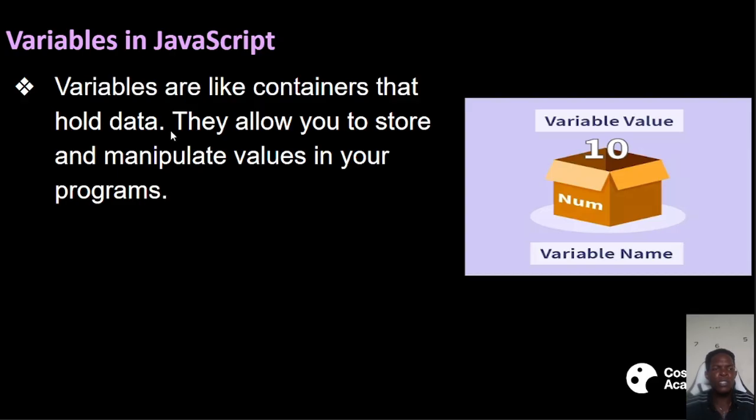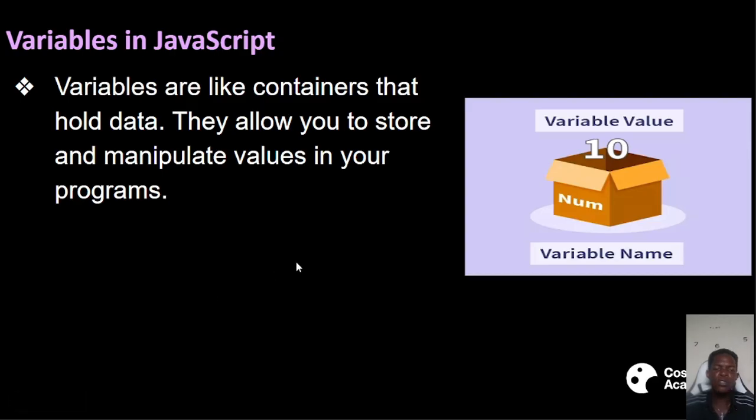So this data can come in different forms. After we talk about variables, just put that in mind, we'll talk about the different kinds of data that variables can actually work with. In this particular screenshot, you have the variable name, which is number, and the variable value is 10. So in a variable, you have the name and the value.